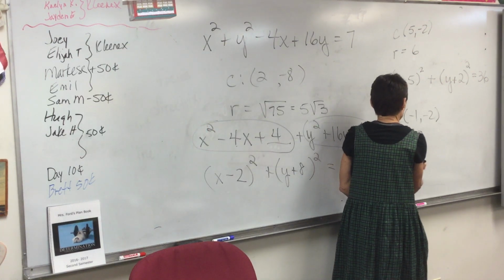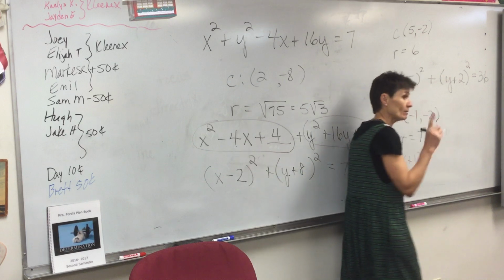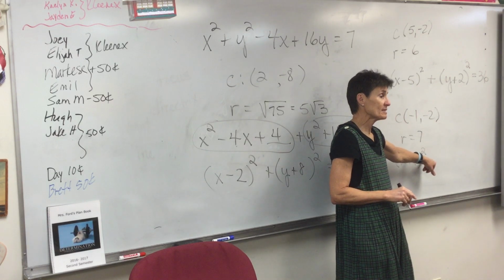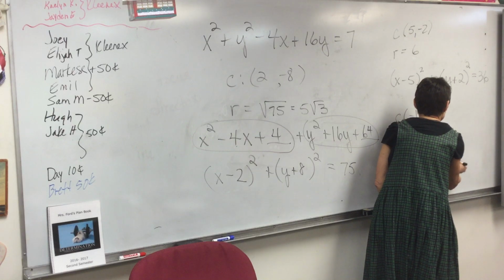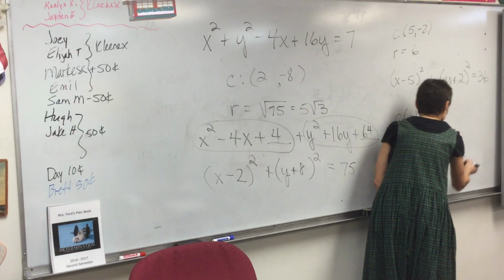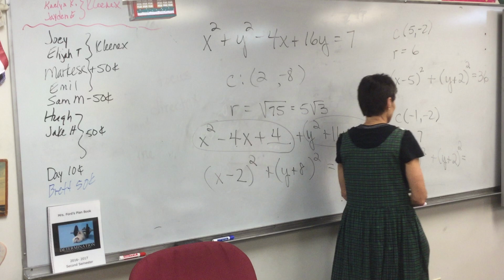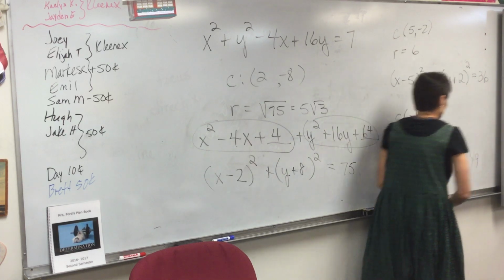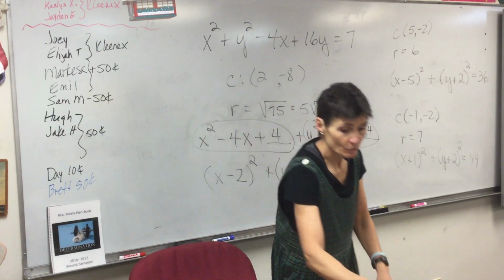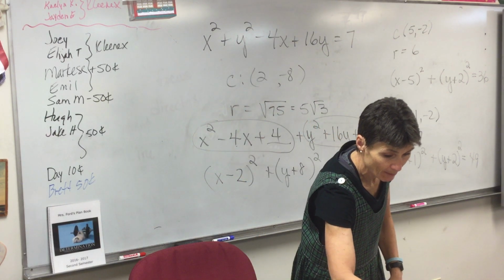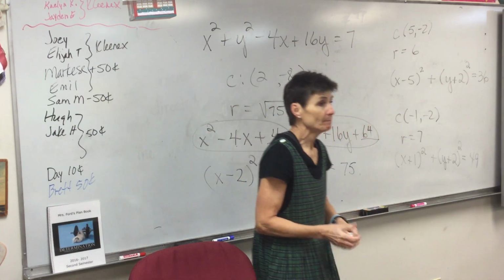X plus 1 squared. Don't forget the squared. The parentheses has to be squared. Plus y plus 2 squared equals 49. Good. 2 questions on tomorrow's quiz, and those are them. Got it?